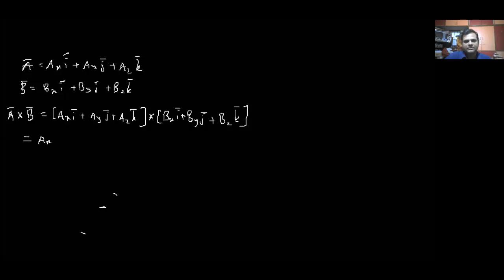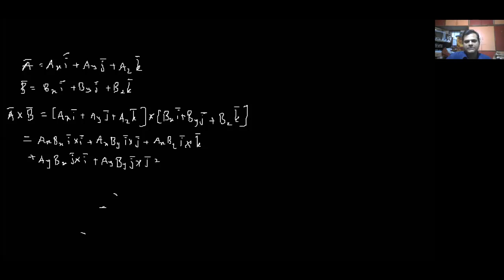And then we can expand this according to the formula for this distribution law. So we can get this as AX into BX into I bar cross I bar plus the second term happens to be AX into BY into I bar cross j bar plus AX into BZ into I bar cross j bar plus next term happens to be AY into BX into j bar cross I bar plus AY into BY into j bar cross j bar plus here it is AY into BZ into j bar cross k bar.